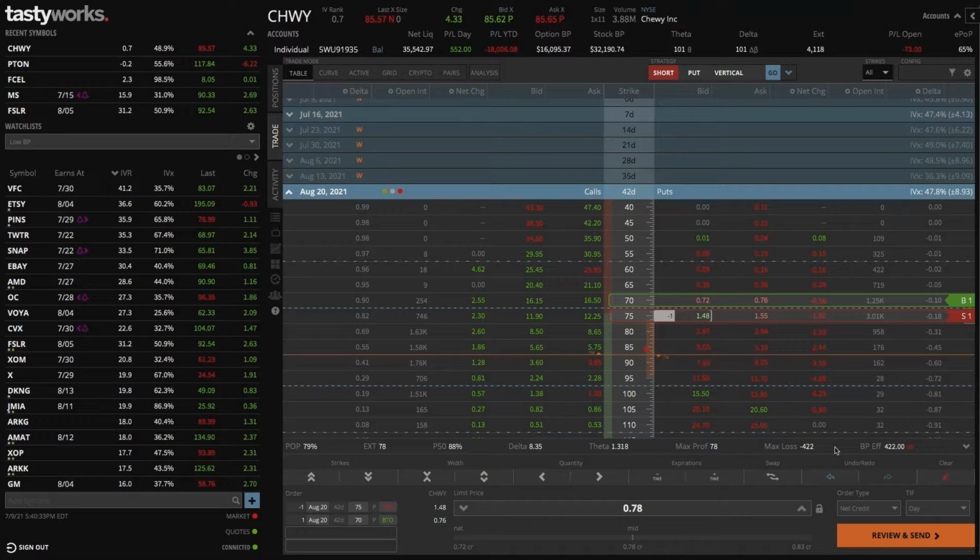Now, me personally, if I was gonna do a vertical spread here, getting 78 cents is not enough, even though that's a good probability of profit. I like to get at least $1 for vertical spreads or naked premium trades. I like to get at least $1, and really for naked premium ones, I try to get more like $1.50, $2, $2.50, somewhere in there.